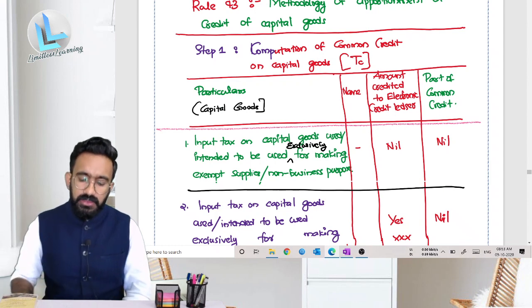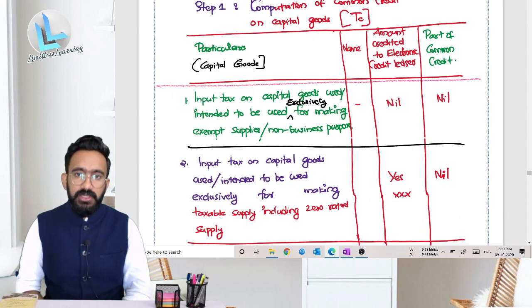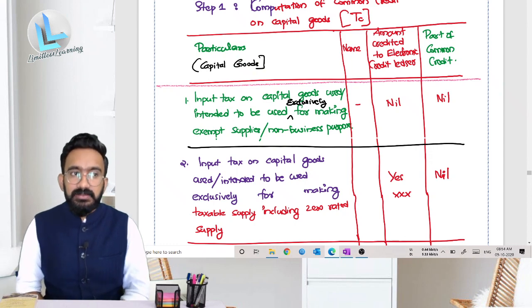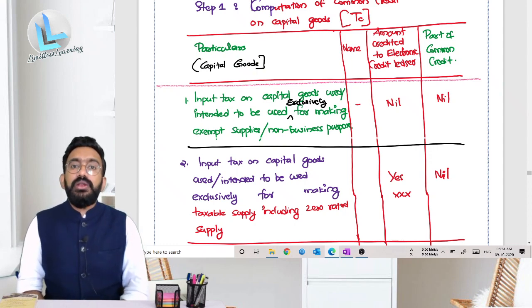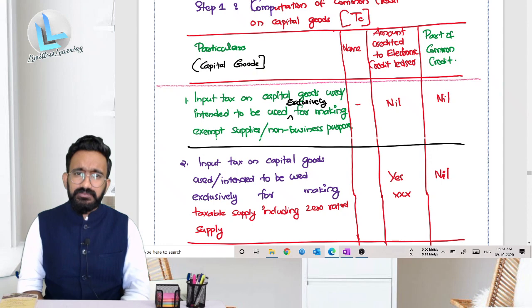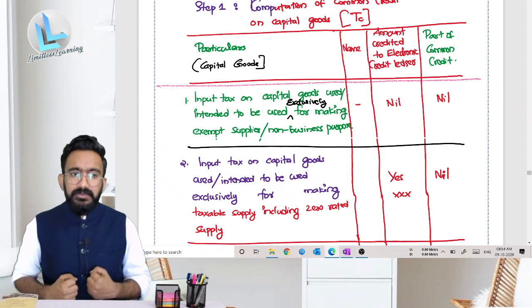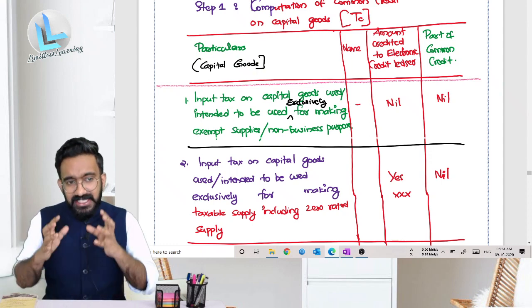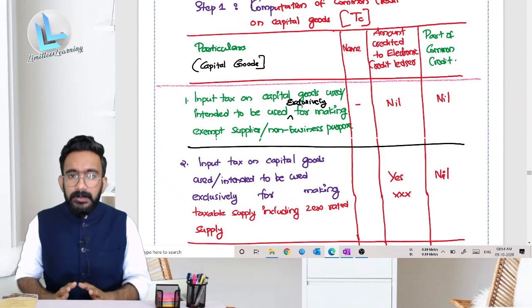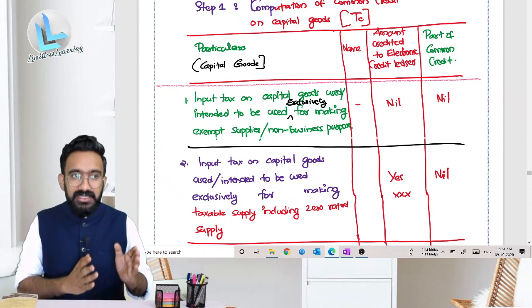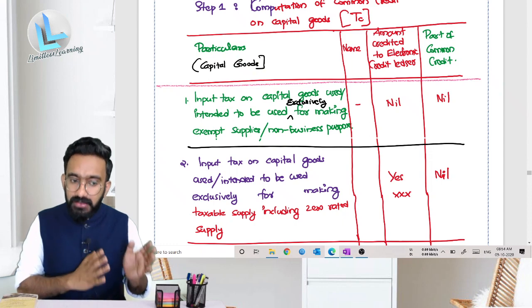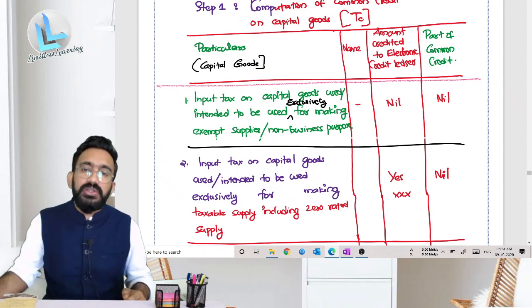See, we have 2 rules for apportionment of ITC. Why should we apportion the ITC? Because if I am exclusively using my input services and capital goods for taxable supply, including zero rated supply, there's no problem. I can take full ITC. Or if I made an inward supply and exclusively used it for non-taxable supply or exempt supply or non-business purpose, I can say I don't give you the credit.